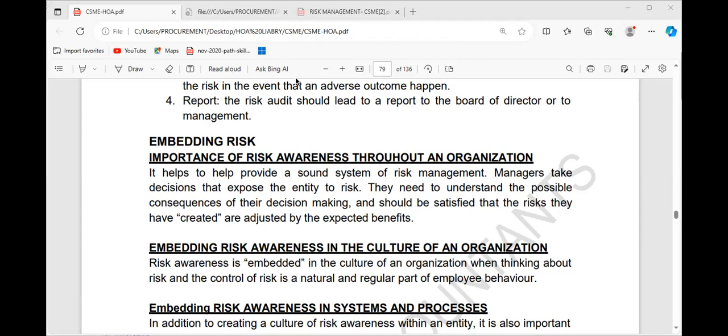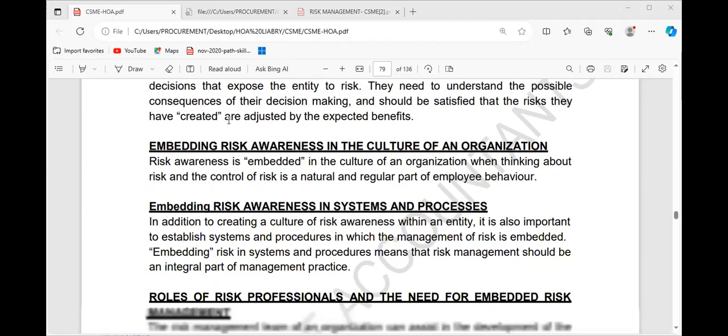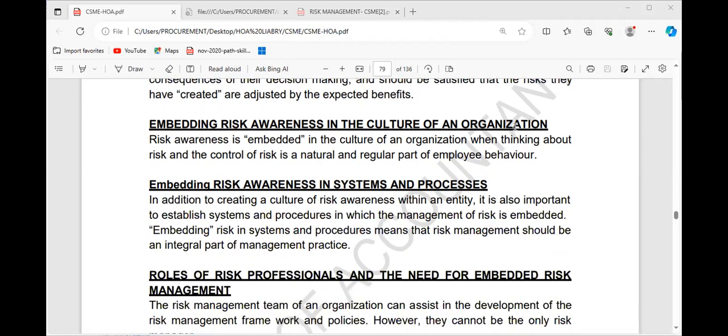So it is important for all these managers to know that the negative effects of risk can affect the whole organization, and they must be able to match the benefits and the risk together to see which one is going to give us more results. Then we have embedding risk awareness in the culture of the organization. The organization should make risk awareness part of their culture.